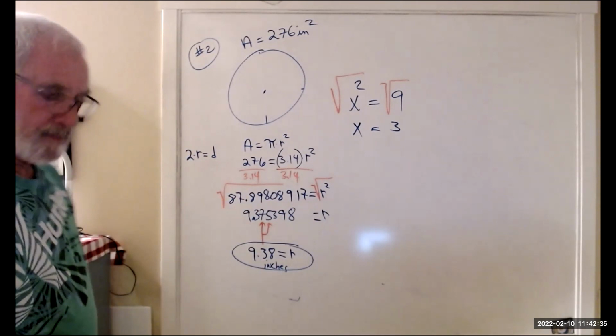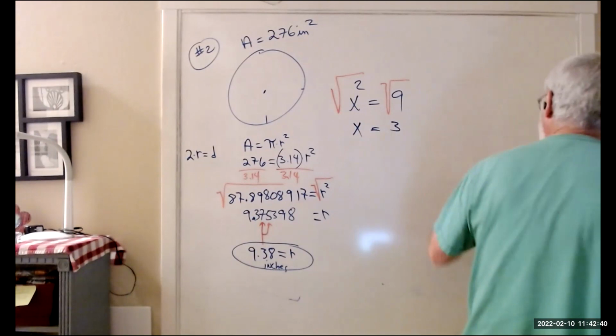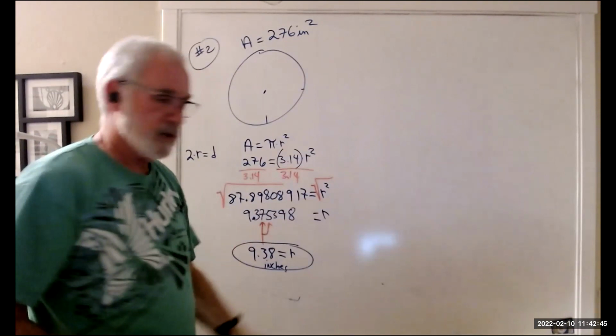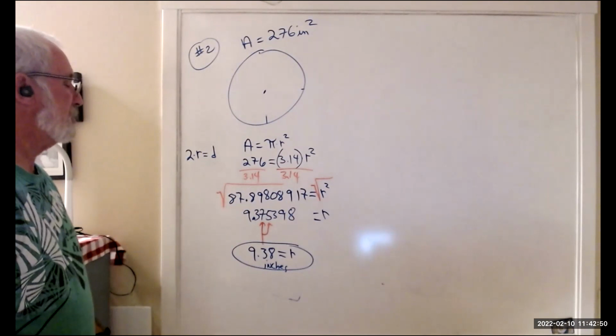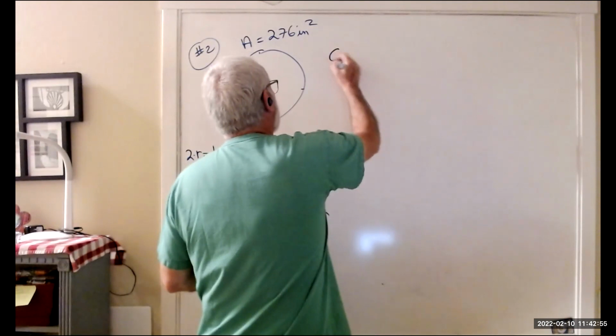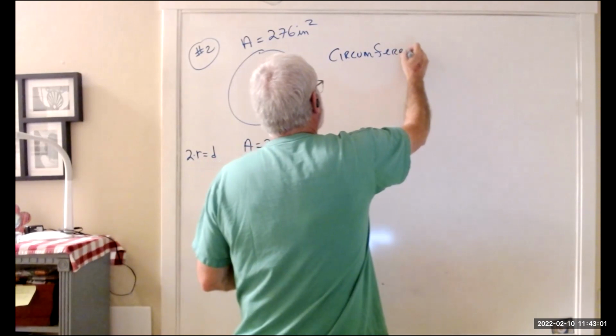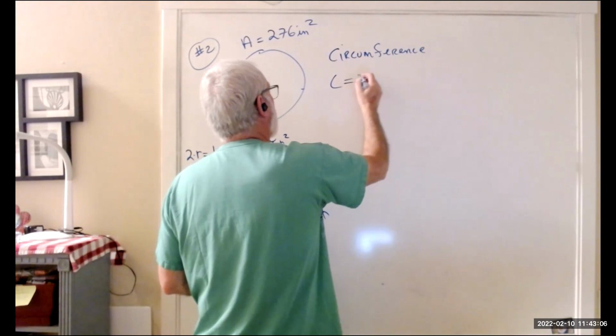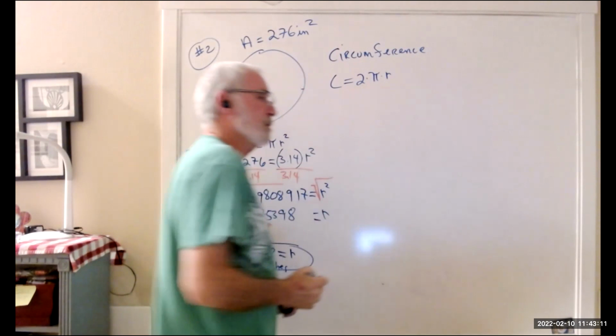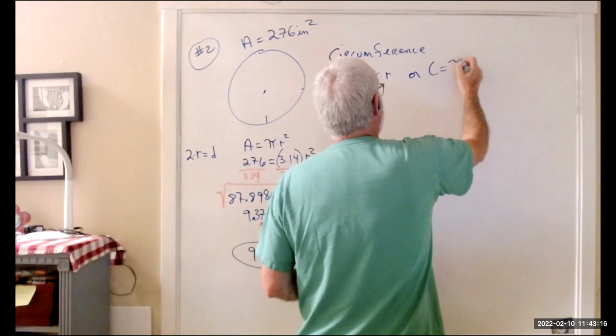All right, we have one more step to do on this problem. Any questions so far? Any questions? All right, the second half of the problem says, what's the circumference? Okay, circumference. There are two formulas for circumference. 2 times pi times r, or circumference is pi times diameter.